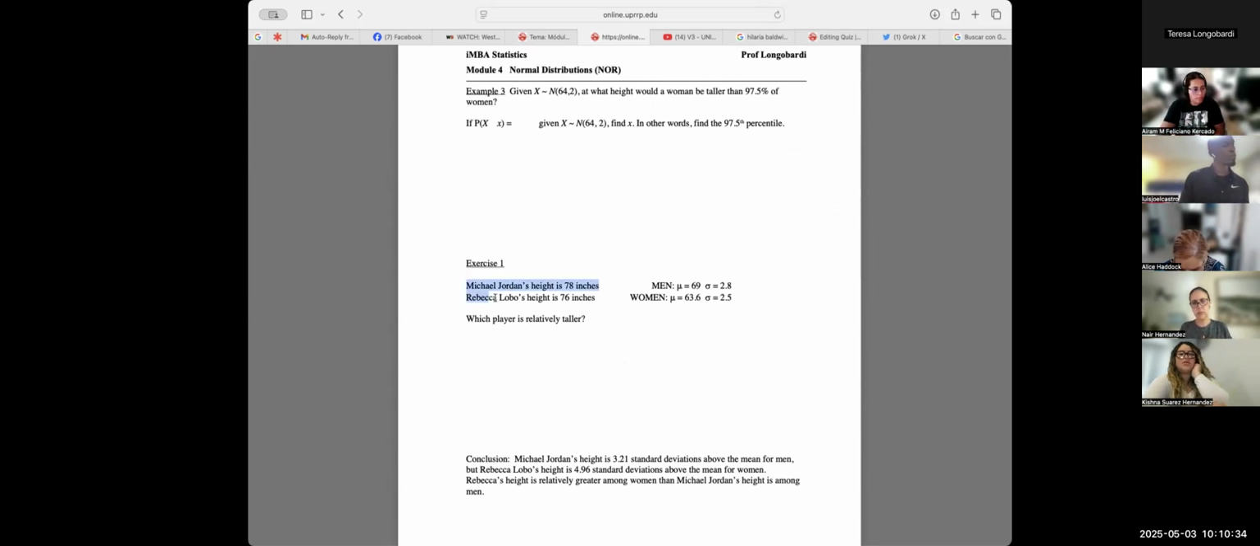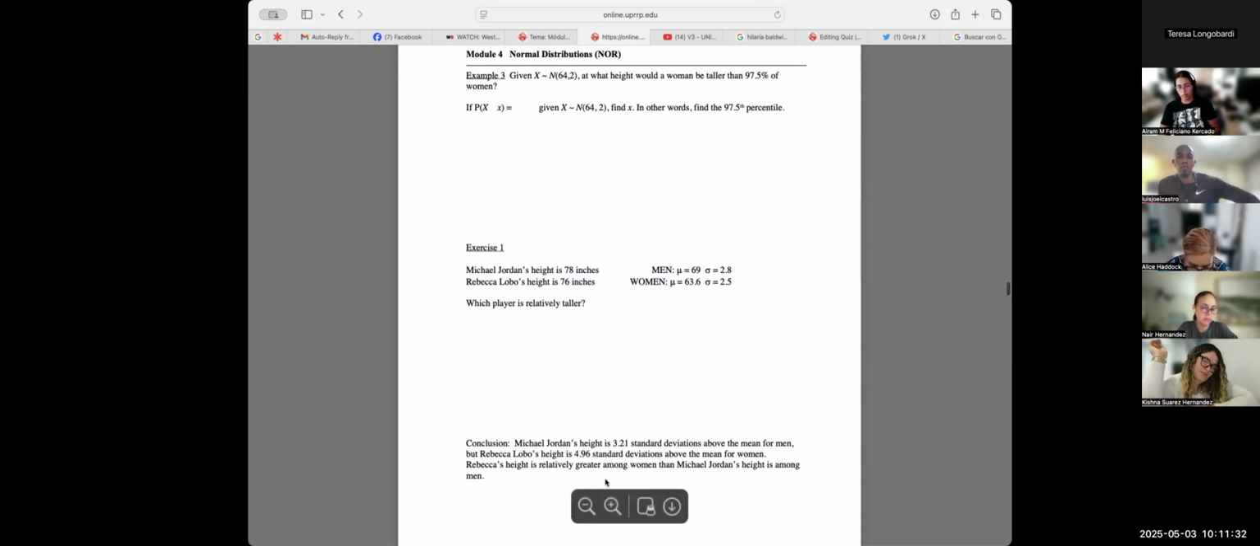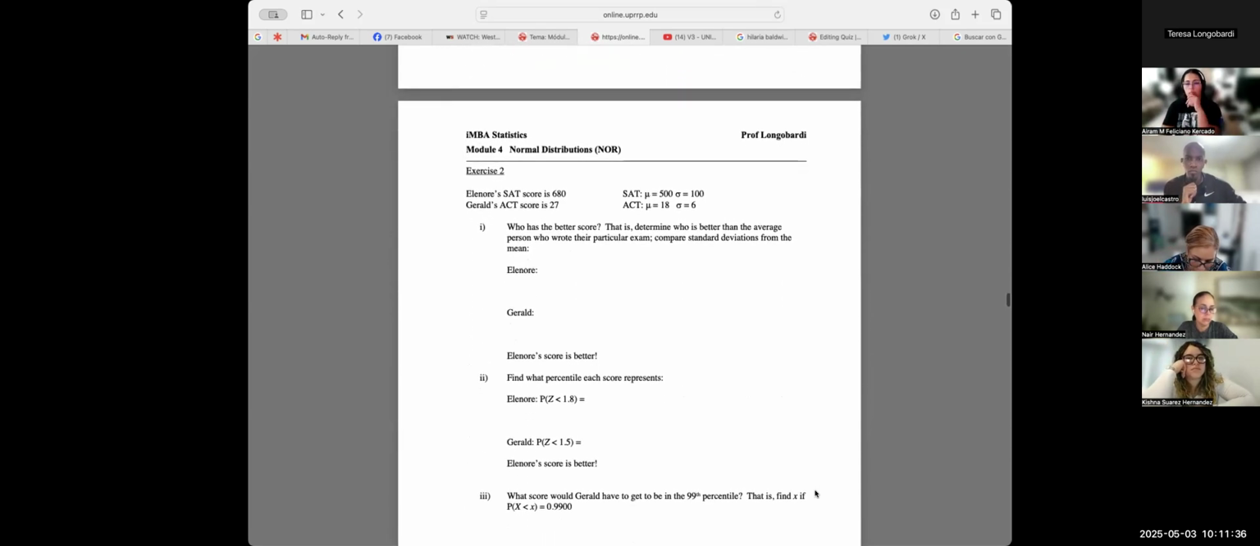So the idea is first I go into this exercise to show you how we apply or work with the normal distribution in practice. In this exercise, looking at men as a group, looking at women as a group, how does Rebecca Lobo's height compare? As a woman she's shorter, but relative to other women she has a 4.96 standard deviation taller height, which is much more than Michael Jordan's compared to his gender. So that was a discussion about how to use the standard normal distribution to make decisions about what's bigger, what's more.